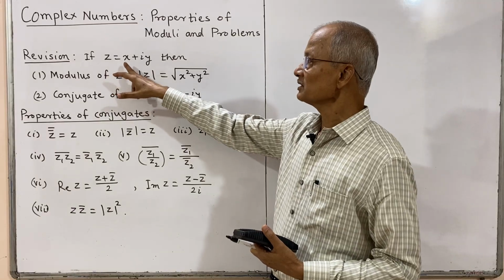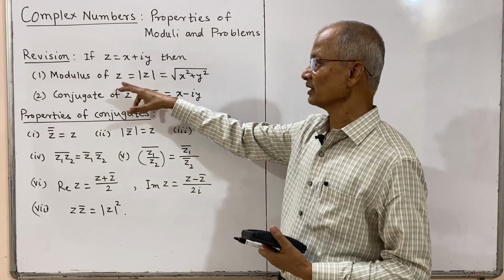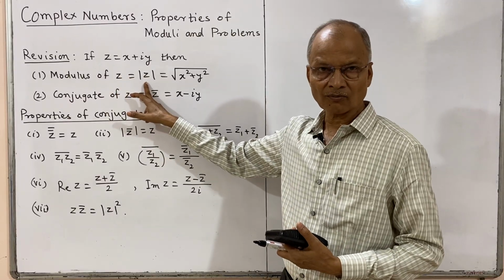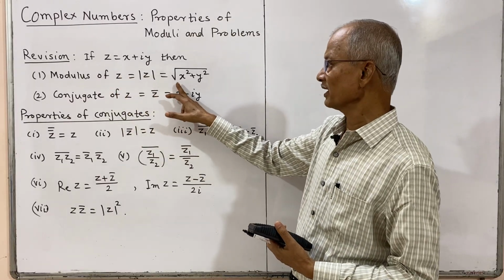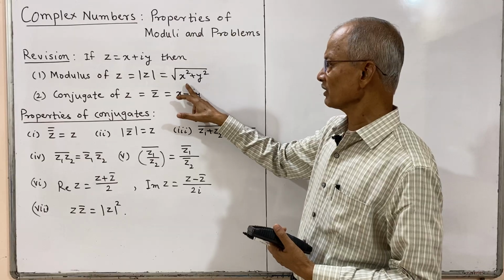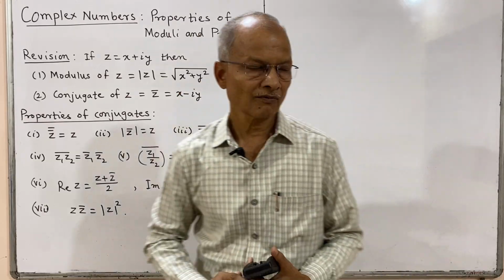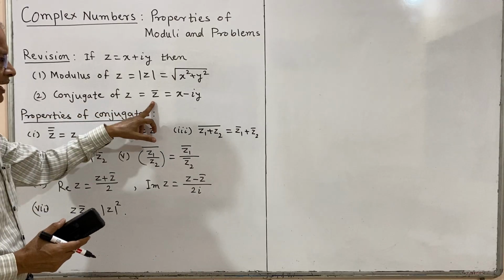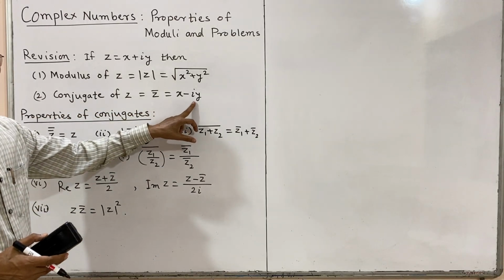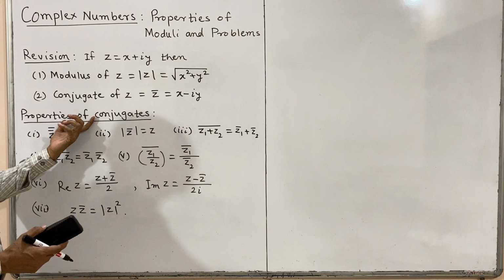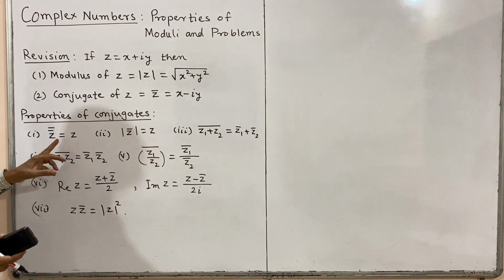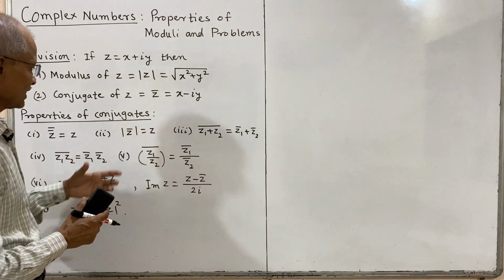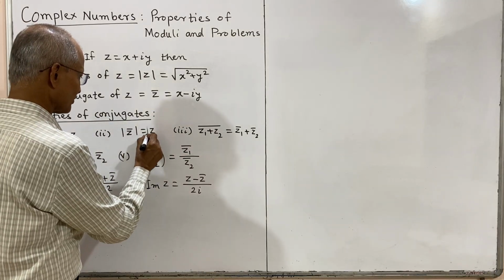If a complex number is z equal to x plus iy, then the modulus of z is denoted by mod z and is defined as the positive square root of x square plus y square. And the conjugate of z is denoted by z bar, it is x minus i y. And these properties we have proved in our earlier lecture. Double conjugate of z is equal to z, mod of z bar is equal to mod of z.